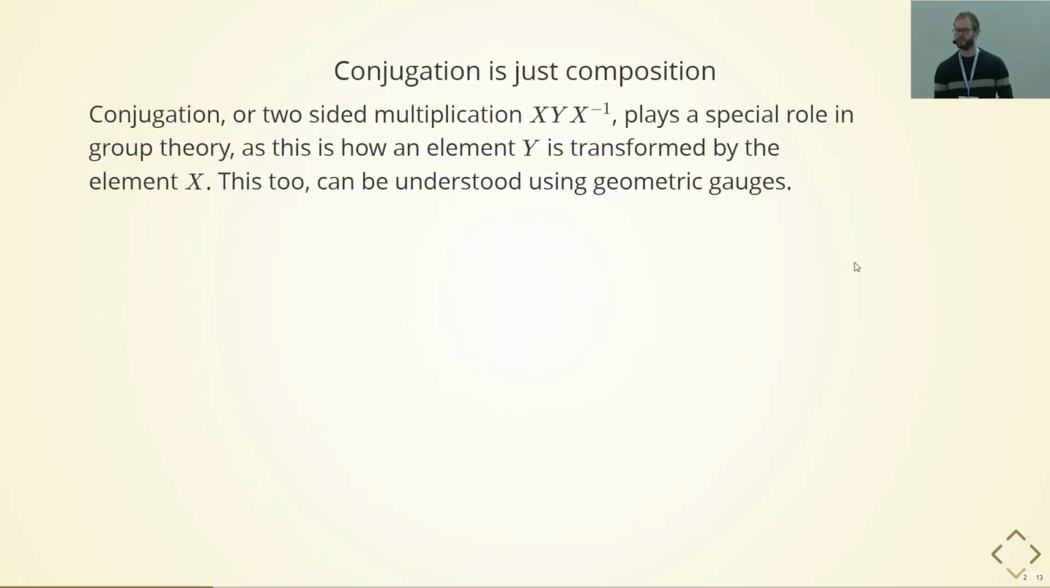Another key point is then, how do I actually do a transformation? And that's something we call conjugation. That is this sandwich operator, right? To actually transform an element y by a transformation x, you have to act on it from both sides, by x and x inverse, to be precise. That's a famous thing in group theory, but we can actually understand it again using the geometric gauges.